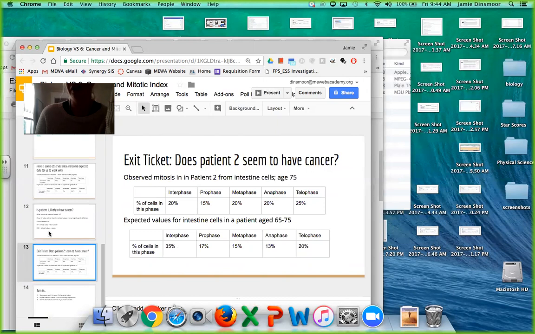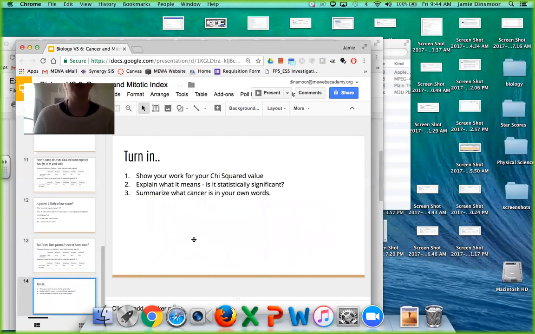I know we only did one example because this takes a while to do. So now I'm going to take questions about any of the steps. If you want me to repeat something, or you're like, wait, what did we do there, I'm not sure how we got this number, let me know. You're going to show your work for your chi-squared value, explain what it means, and say whether it is statistically significant. Then you're going to summarize what cancer is in your own words. So the first two are complete math, and the last one is summarizing cancer.